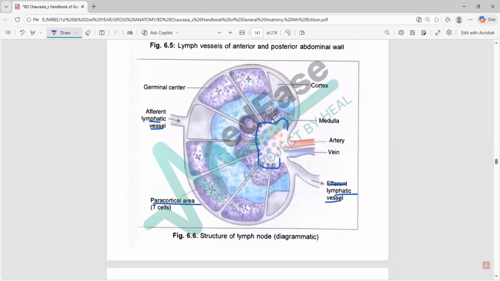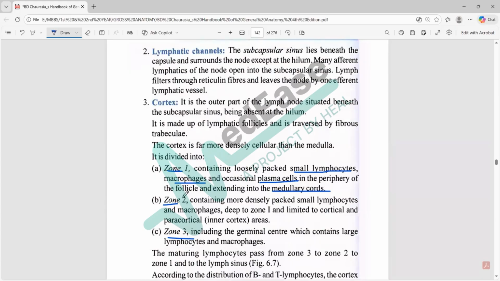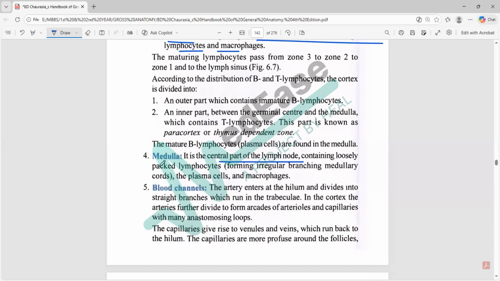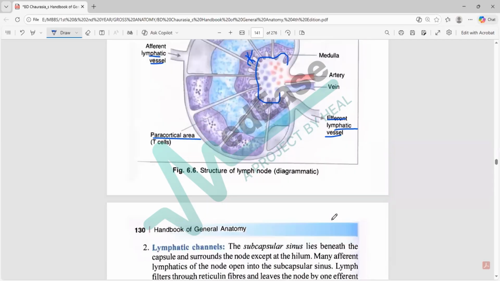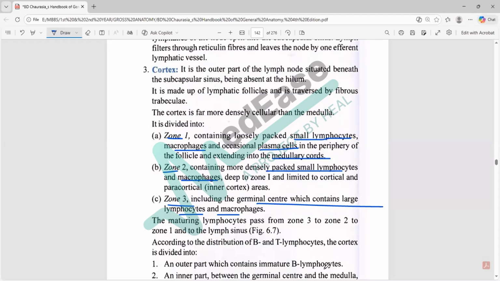Here, this is our medulla, and it contains small cord-like structures like this, the medullary cords. Then we have zone 2, which has more densely packed lymphocytes and macrophages. And then we have zone 3, which contains the germinal center with the mature large lymphocytes and macrophages, which are usually activated. Now, what is the medulla? The medulla is the central part of the lymph node, containing loosely packed lymphocytes, which pass through the medullary cords, and after passing through this, they enter the efferent lymphatic vessels eventually to enter the blood.